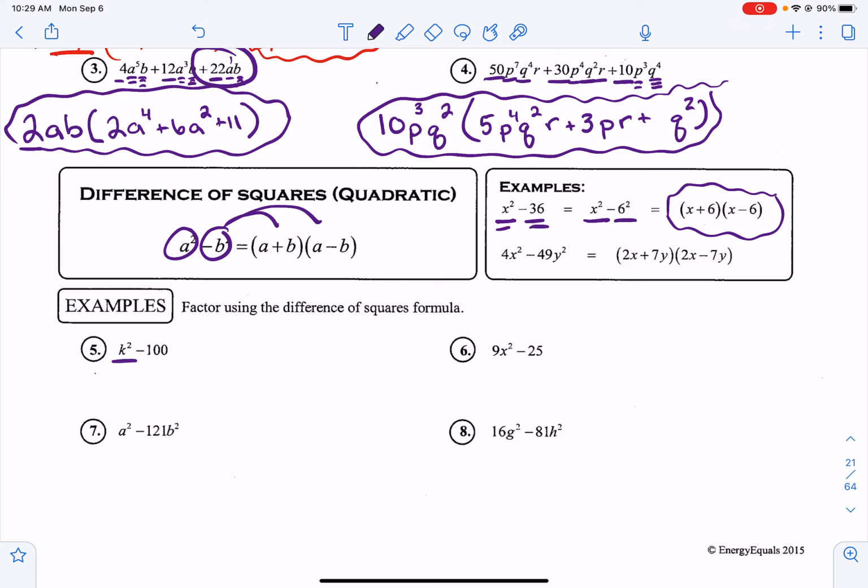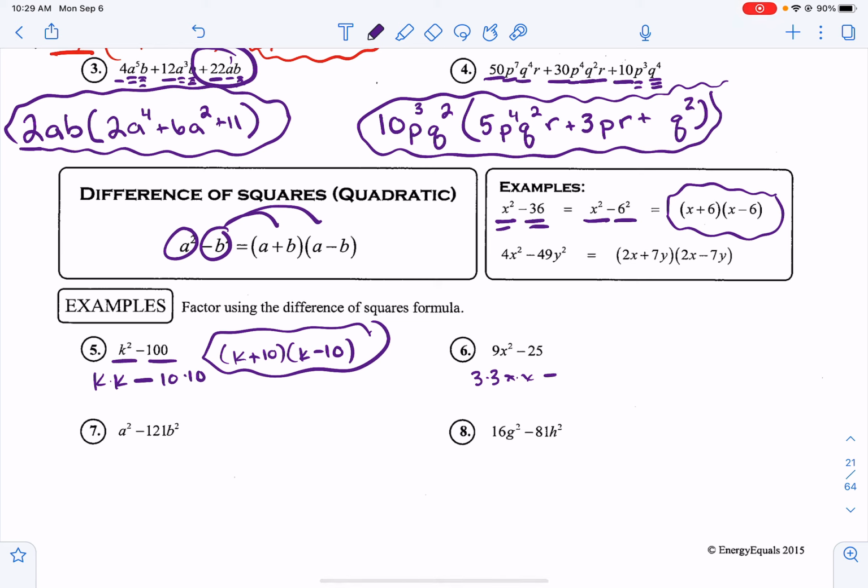So look at number 5. K squared, well, that's just k times k. 100 is 10 times 10, and there's a minus sign in between. So my answer becomes k plus 10 and k minus 10. And I'm done. Number 6, 9x squared, well, that's just 3 times 3 and x times x. There's a minus, and then 25 is 5 times 5, right? So this is a difference of squares. It's 3x plus 5 times 3x minus 5. And I'm done. That fast.